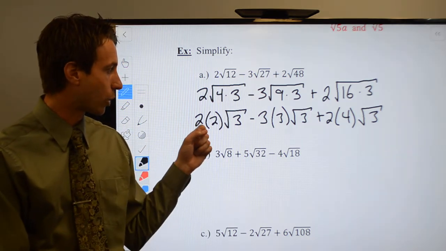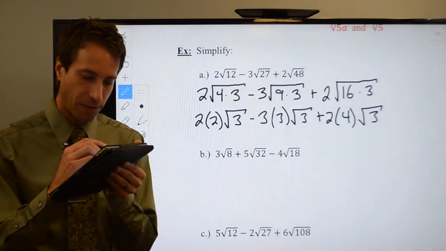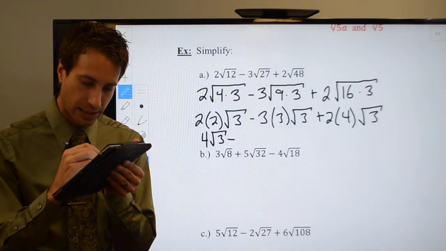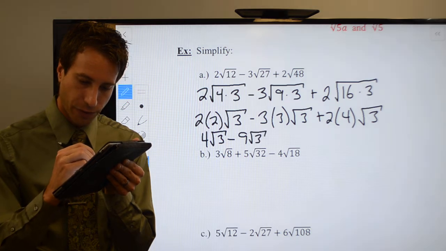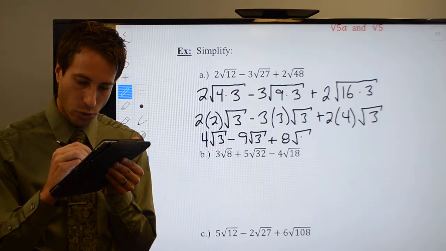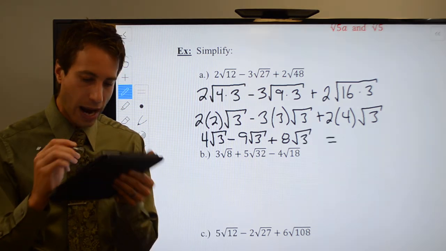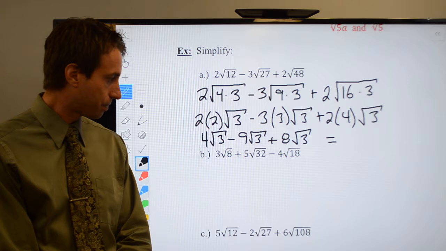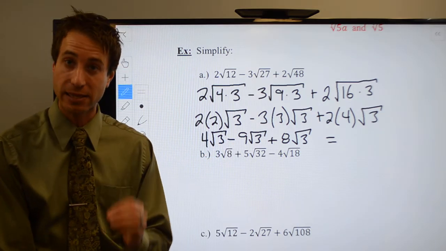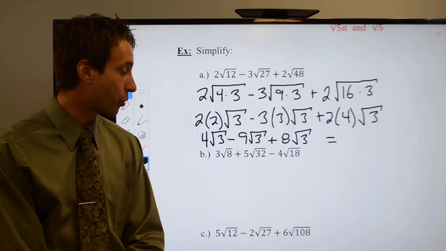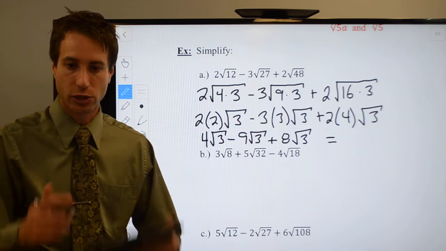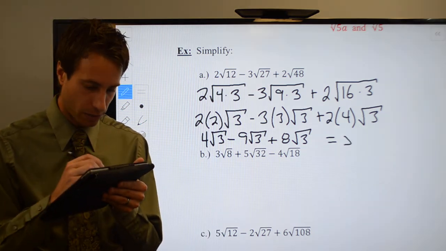I'll be able to add and subtract these. Let me go ahead and do a little bit of quick work here. 2 times 2 is going to be 4 square roots of 3, minus 9 square roots of 3, plus 8 square roots of 3. And so we wind up with a final answer. 4 minus 9 is going to be minus 5 square roots of 3, plus 8, going to be 3 square roots of 3.